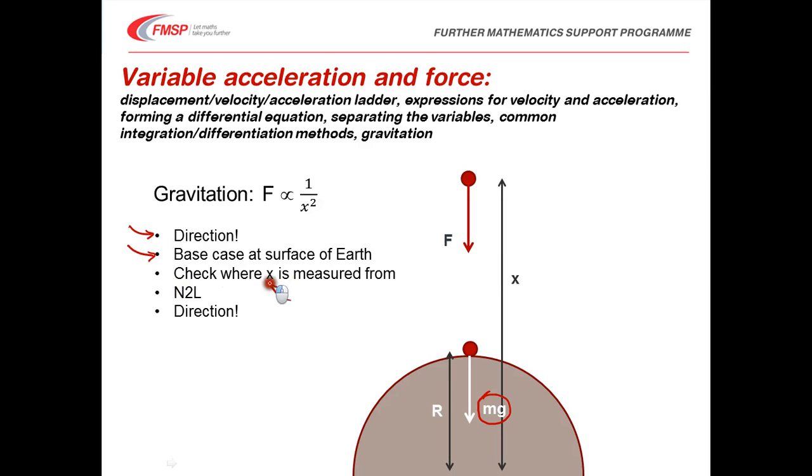Do check where x is measured from. This is an important point. In the diagram that I've shown here, I've shown x as being the distance between the centres of mass of the planet and the particle. Occasionally you'll be given a question where x is measured from the surface of the planet, so you do just need to be a little bit cautious to make sure you've read the question carefully and you're using the right displacement measure. We're going to use Newton's second law, and again, just to mention so nobody misses it, it's absolutely crucial that we take care with direction in these questions.